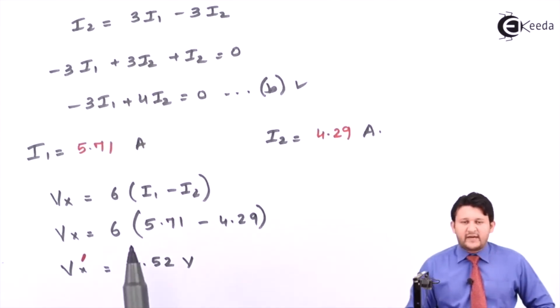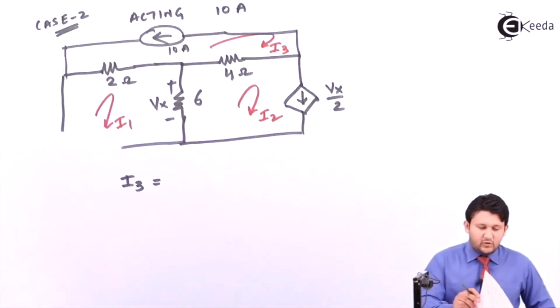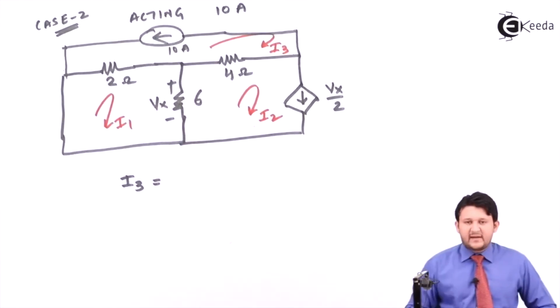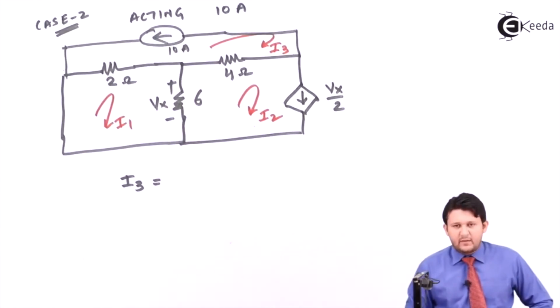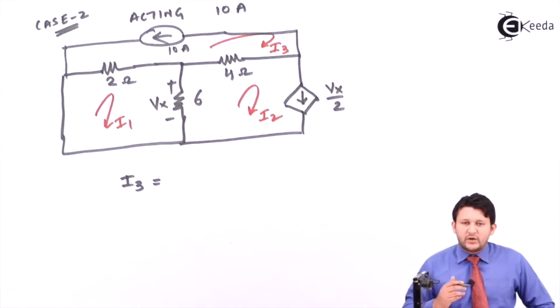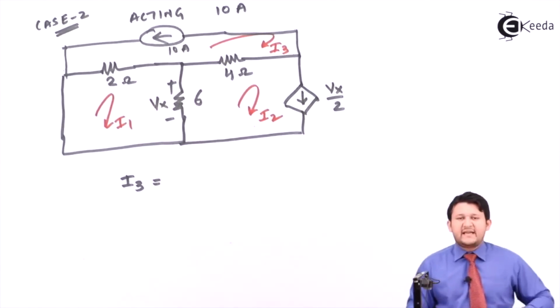Now we'll go for case number 2. For case number 2, friends, you'll be selecting the 10 amperes. When you select the 10 amperes, you will remove your voltage source. That means you need to replace the voltage source by its internal resistance, that is nothing but 0.